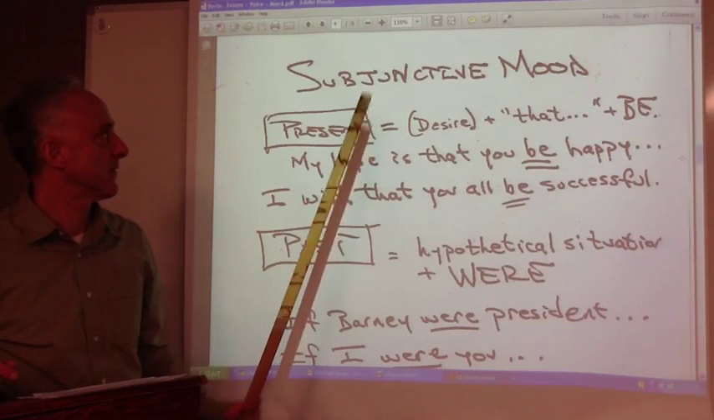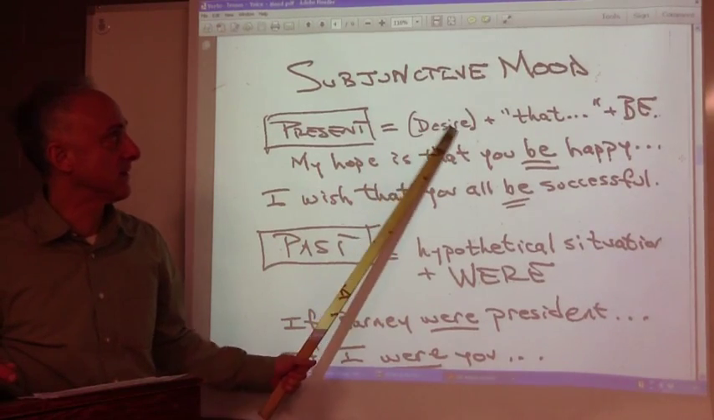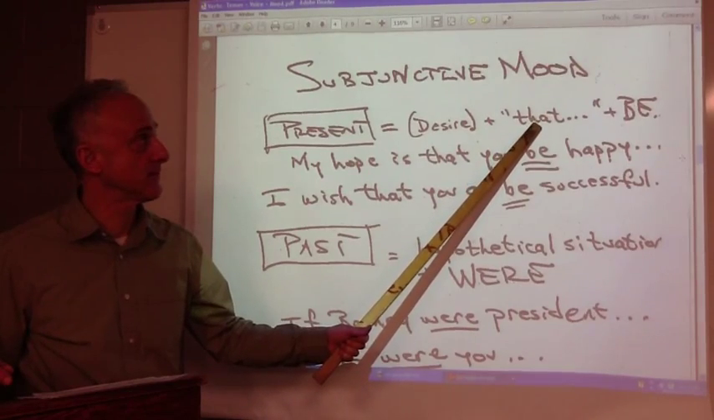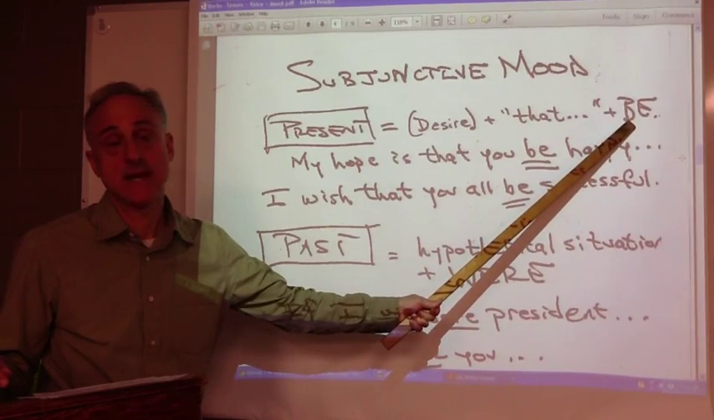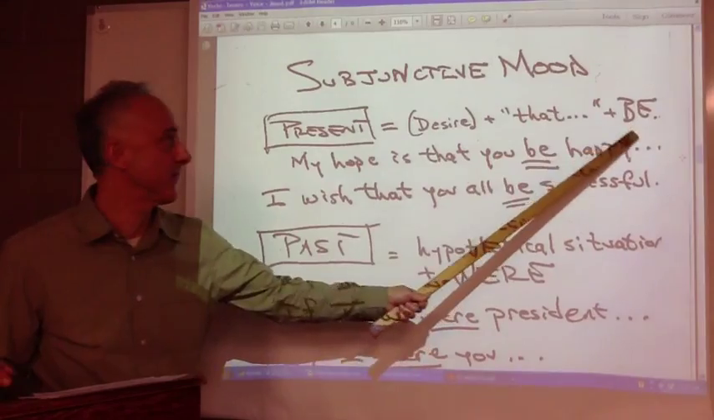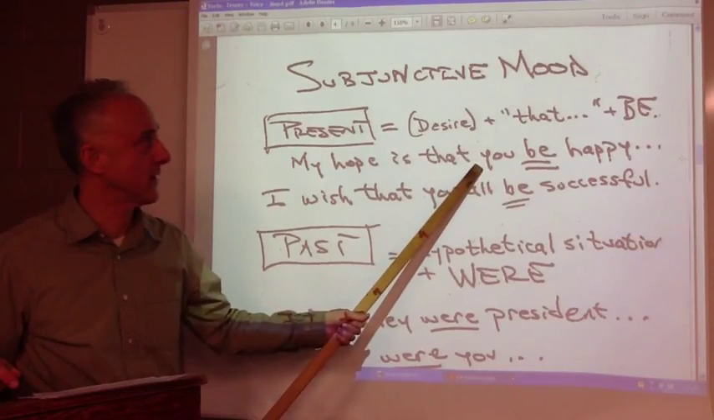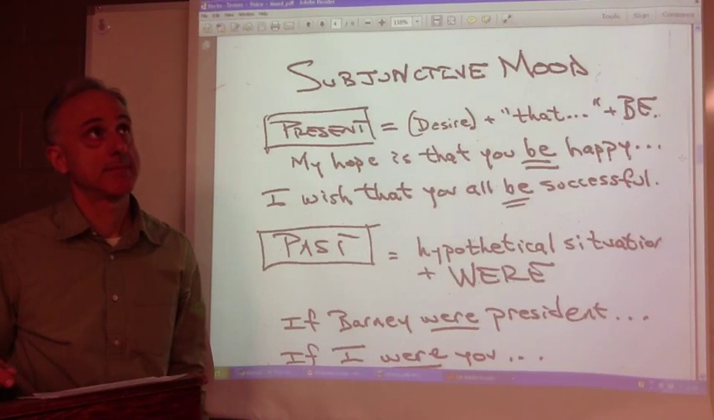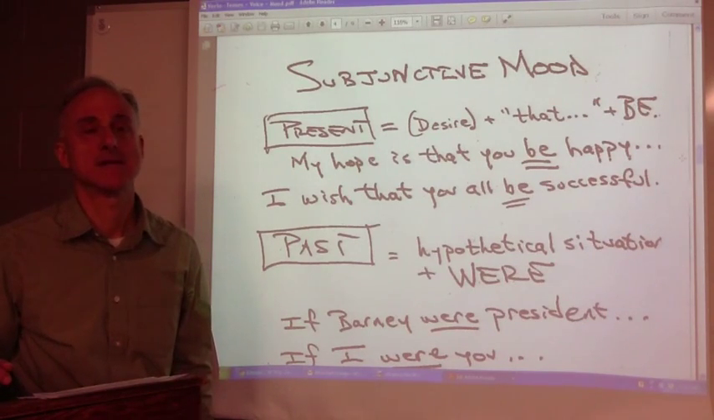But the subjunctive mood is our third mood, and in the present, it occurs when you have some desire or wish, and then you have a that clause, a subordinate clause. And then the form of the verb be does not get conjugated. It stays in its infinitive form. My hope is, and then I have a subordinate clause, that you be happy. I hope, my wish is that you all succeed in English, and succeed on the AP exam in May. My wish is that you all succeed.